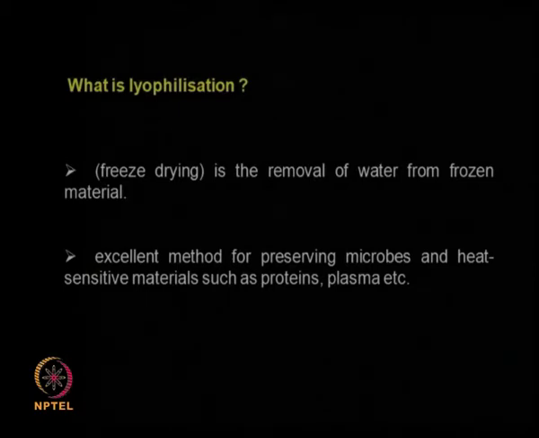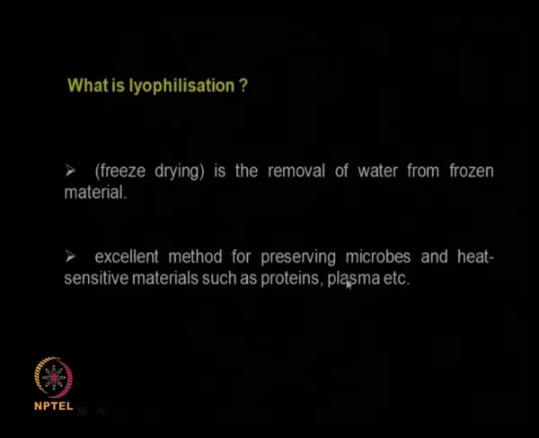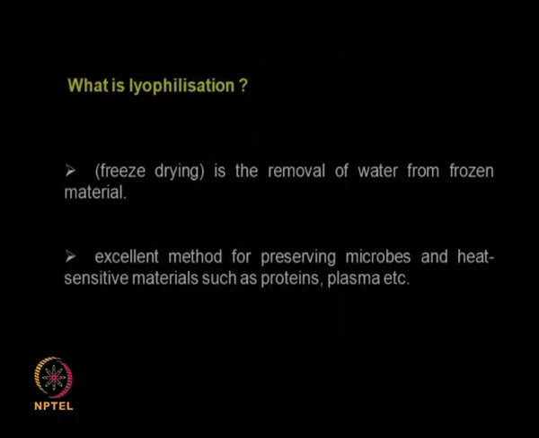So what do you do in a freeze drying? You cool it sufficiently so that everything gets frozen including the water, and then you reduce the pressure or increase the temperature so that ice directly goes into vapor, it does not become the liquid. So it is a very good method for preserving microbes, heat sensitive materials such as proteins, plasma, for example blood plasma, nothing like doing a freeze drying. Okay.